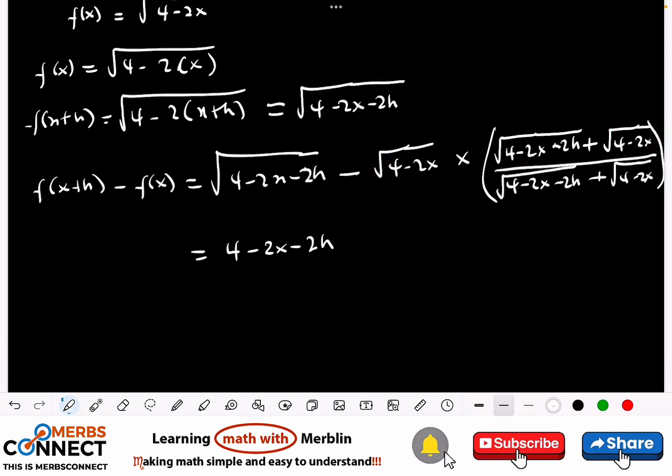So this one is going to be minus, I'll put it in parentheses. Now this and this are the same. What is under the root is the same as what's under the root here. So I'm going to have 4 minus 2x.